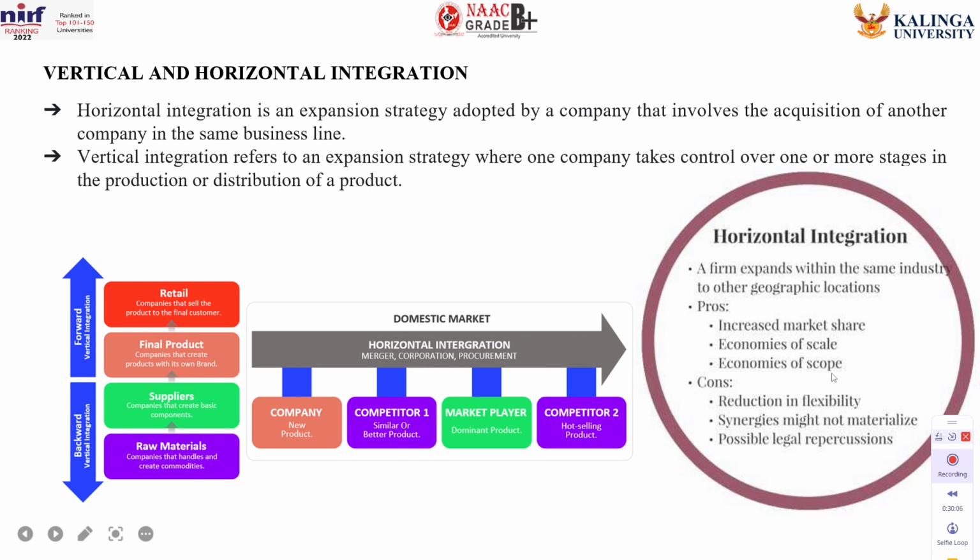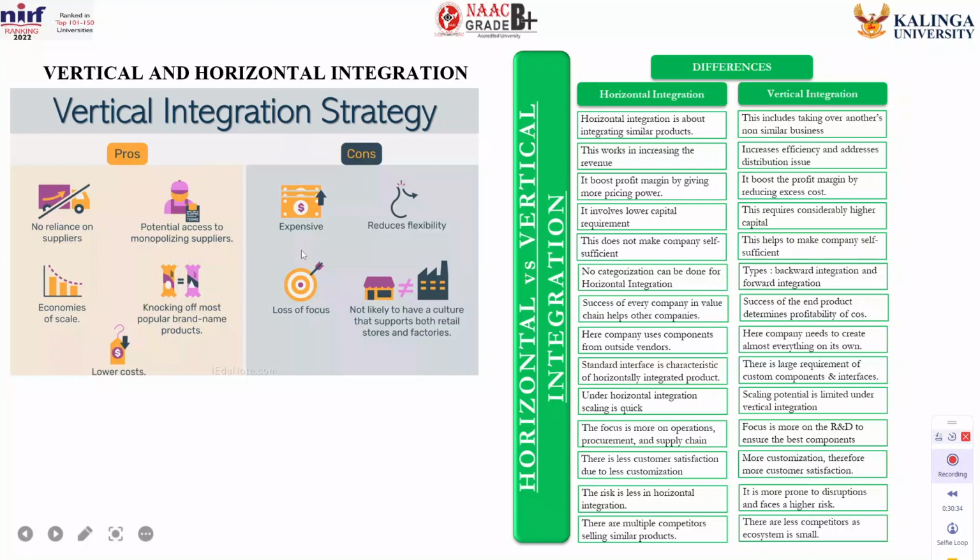Horizontal integration: a firm expands within the same industry or to another geographic location. Pros are increased market share, economies of scale, and economies of scope. And cons are reduction in flexibility. Why reduction in flexibility? Because they are moving in the same industry. Synergies might not materialize. There may be clashes between the two different types of organization. There may also be legal repercussions related to this.